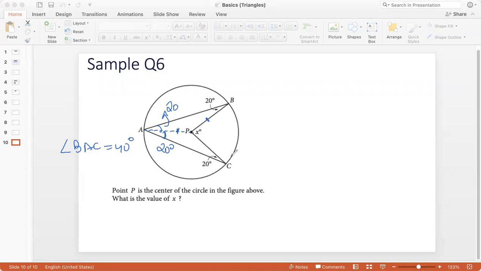Now, the circle property is that the angle at the center is twice the angle on the circumference, right? So that means X will have to be 80 degrees. And so the answer is 80.